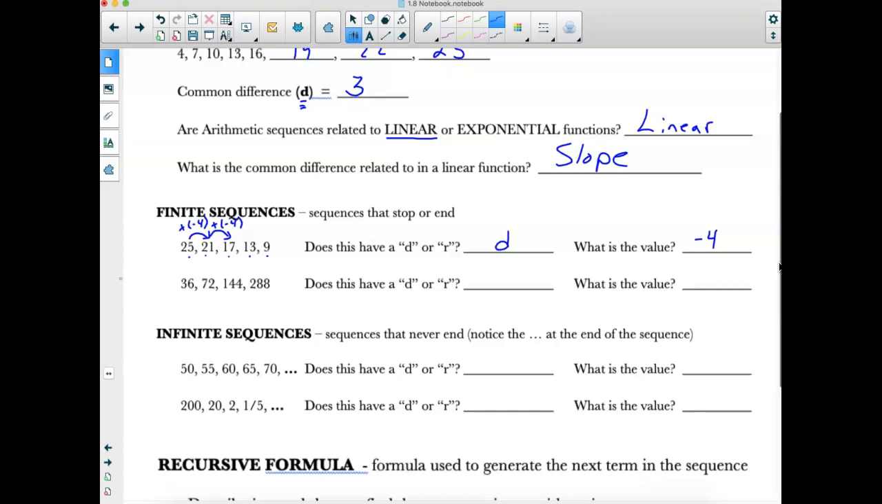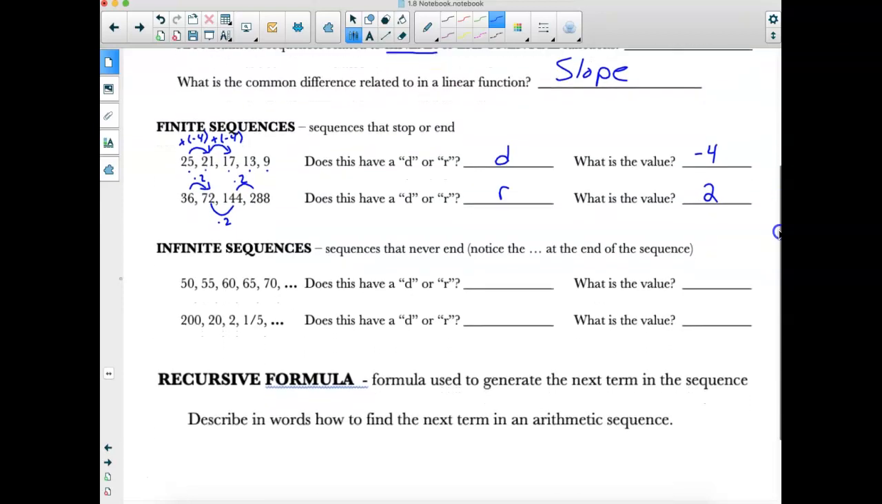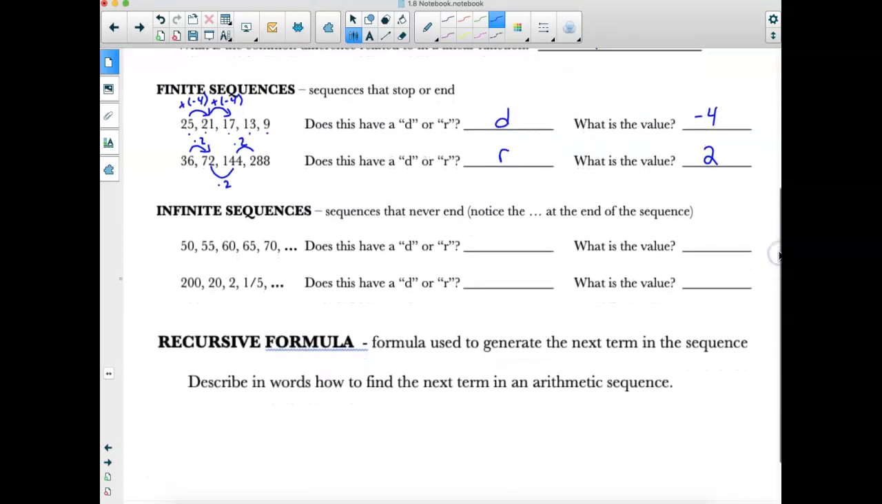Okay? Well, let's look at 36 to 72 to 144 to 128. Well, 36 plus 36 is 72. If I added another 36 to that, that gives me 108, not 144. I'm not adding the same thing this time, so I must be multiplying by something in this particular case. And when I see 36, I'm saying, what? Times 2, times 2, times 2. So this is going to have a common ratio because I'm multiplying this time, and that value would simply be 2, okay?